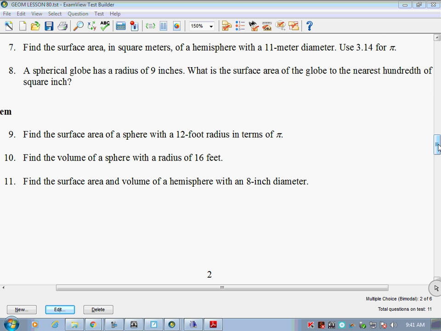8. A spherical globe has a radius of 9 inches. What's the surface area of the globe to the nearest hundredth of a square inch? It says that's the radius, so I don't have to change any of that. We're looking for surface area. Well, this should be 4 pi r squared, right? What I would typically do is leave pi out of it until I get to everything else multiplied. 9 squared is 81, correct? What's 81 times 4? 324. So I'm just going to do 324 pi.